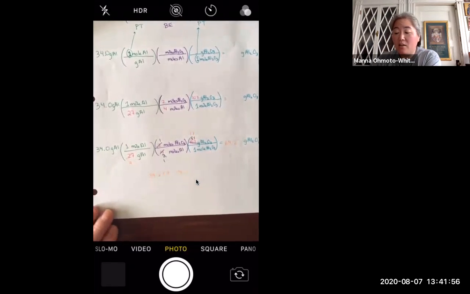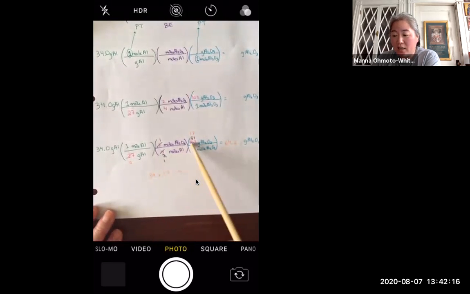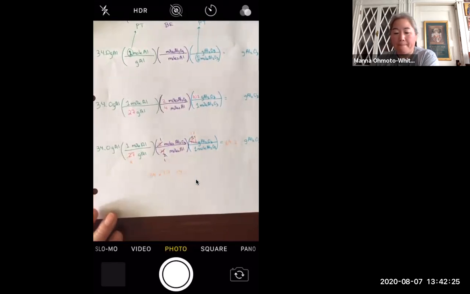You can multiply 34 times 2 times 102 divided by 27 divided by 4. You need to remember PEMDAS rules. So if you're trying to combine 27 times 4, put it in parentheses. Or you could just simply cross out the way I did and reduce ahead of time so that all you're doing is multiplying 34 times 17 divided by 9 to get 64.2. I hope that was helpful.